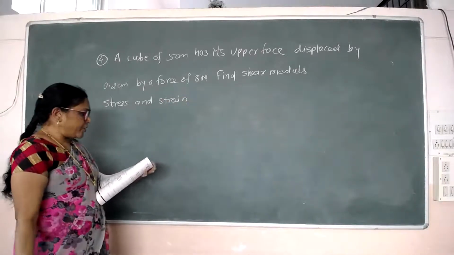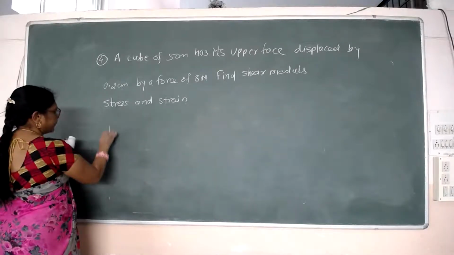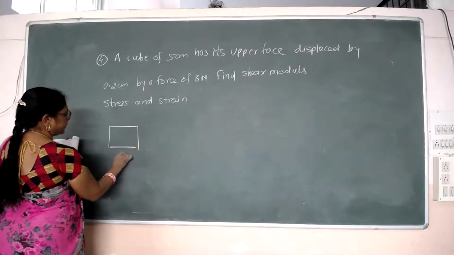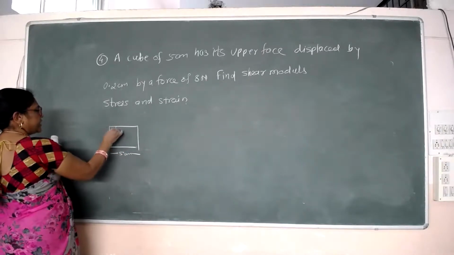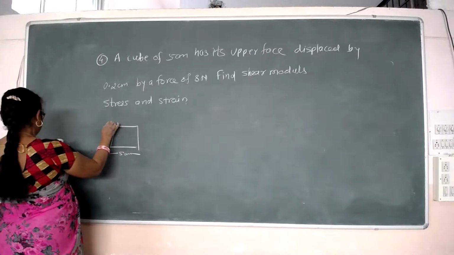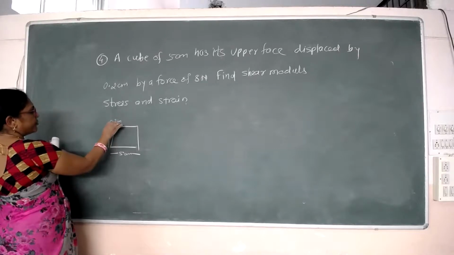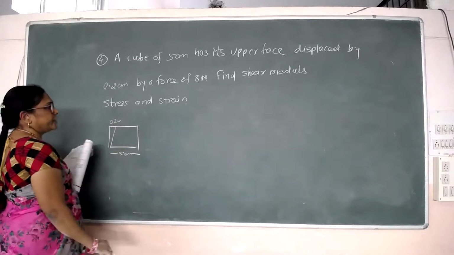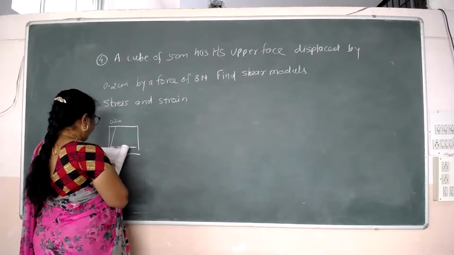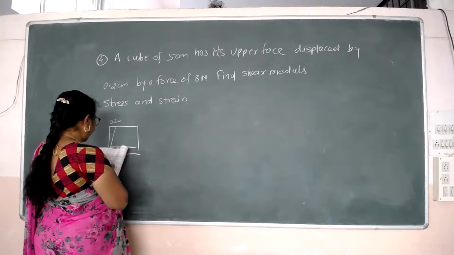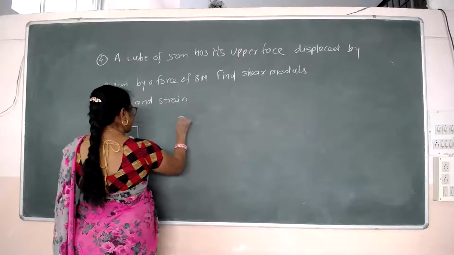So here, a cube of 5 centimeter has its upper face displaced by 0.2. So this is a cube whose side is 5 centimeter. When the stress is applied, it is displaced by 0.2 centimeter. So change in length is 0.2, original length is 5. The force is 8 Newton, and area is given. So find out the shearing strain.